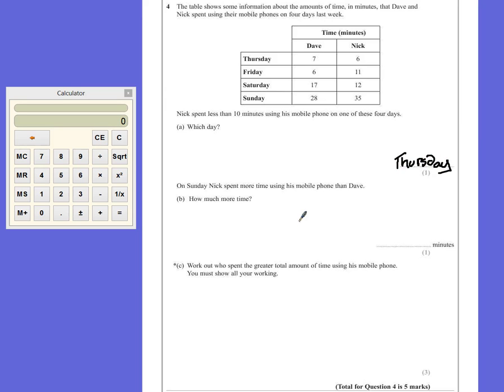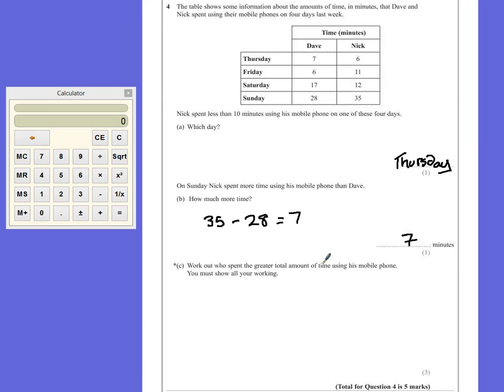On Sunday, Nick spent more time using his mobile phone than Dave. How much more time? So on Sunday, Nick had 35 minutes. Dave had 28 minutes. So if we take away 28 from 35, we are left with 7. So that was a 7-minute difference.